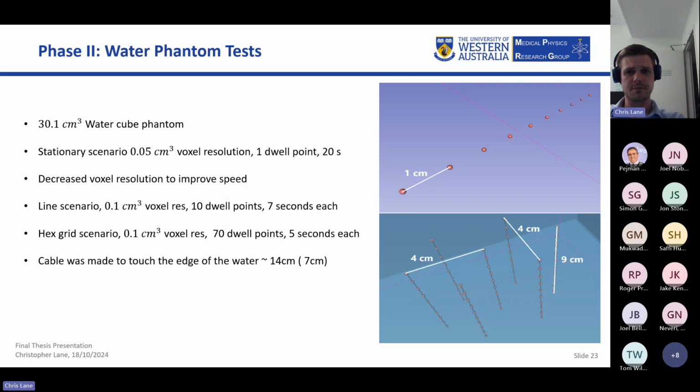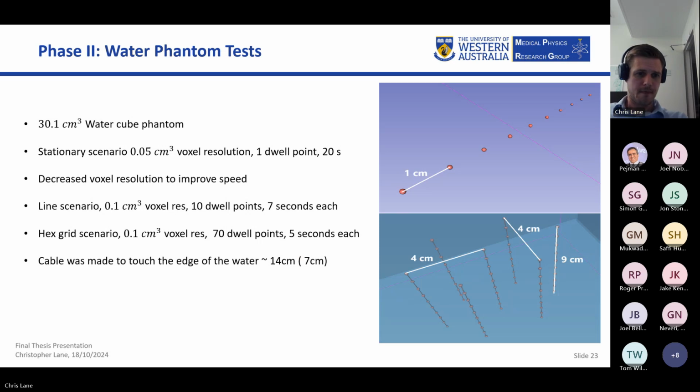So then moving on to the water phantom tests, we had a 30 centimeter cube of water for all the tests. The stationary scenario had a half millimeter voxel resolution, and it consisted of a single dwell point with a treatment time of 20 seconds. After that, I decreased the voxel resolution to 1 millimeter because it meant I could do the calculations a bit faster, as the calculations were on the order of days.